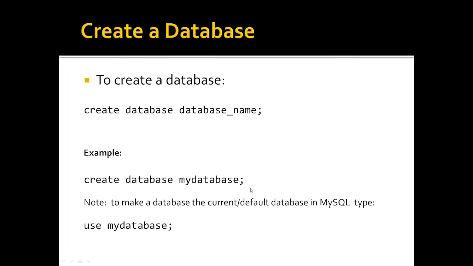Now, how do we create a database in MySQL? To create a database, we just type create database followed by the database name. So for example, create database and then my database. To make a database the current or default database in MySQL, we also type use and then my database. So that is how we create databases in MySQL. Let's try that.